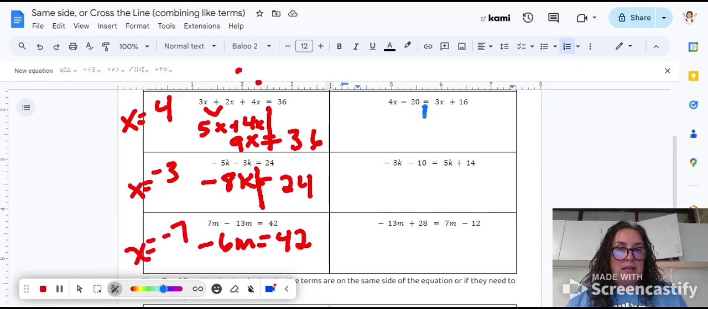So here's our line, and I can see that we have a 4x and we have a 3x, and they are across the equal sign to each other. So I'm going to move one of them over. I'm going to choose to move the 3x. So I'm going to subtract 3x. Subtract 3x, we have 1x left on this side. Now we have a plain number over here, and we have a plain number over here, so we're going to need to move them to the other side, right? So we have 16 over here.